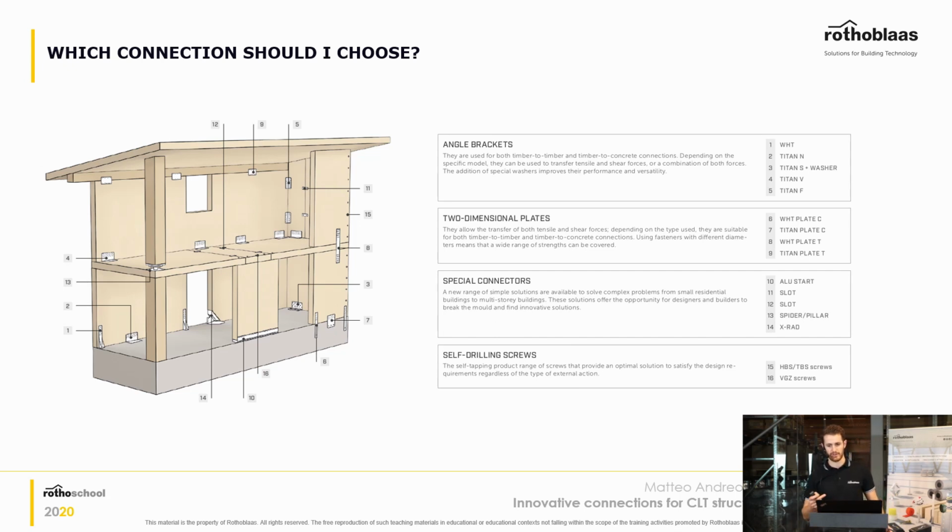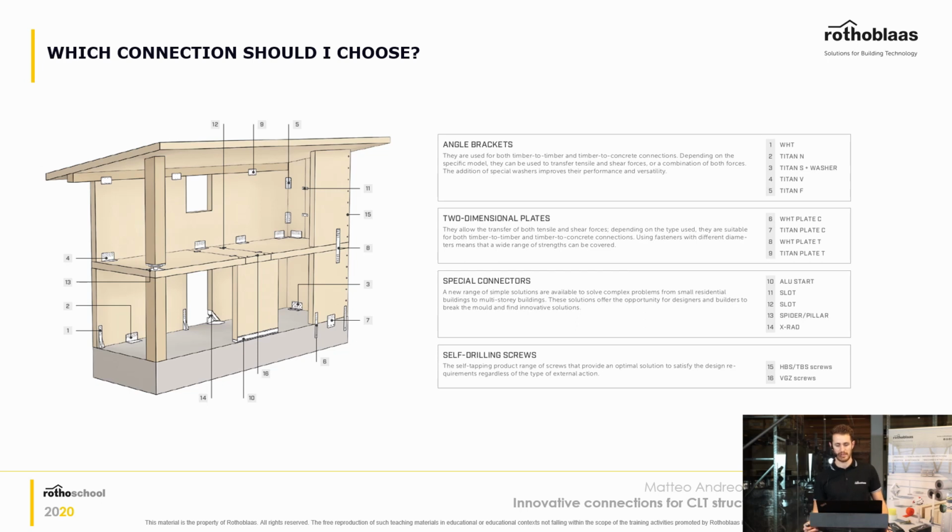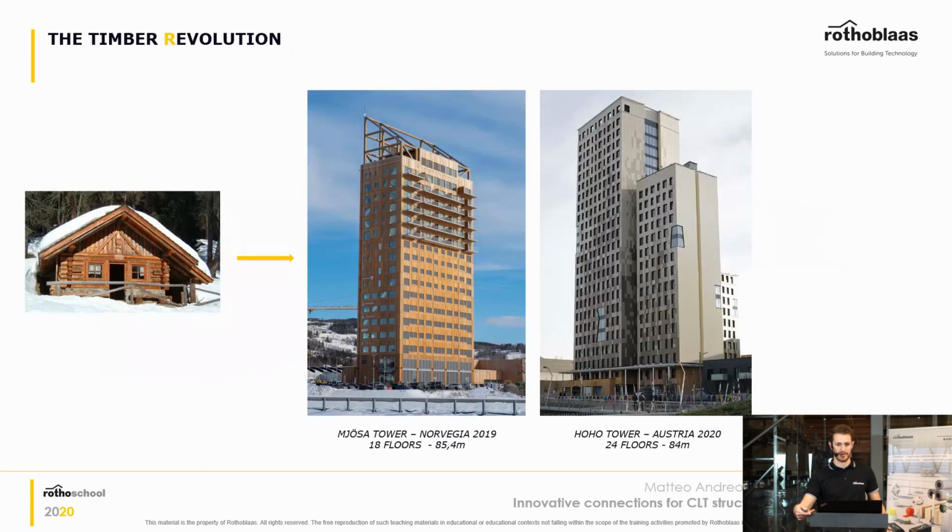So in a CLT building we have a lot of different connections. So connection between CLT wall panels, floor panels, and so on and so forth. In this lesson, we are going to explain some of these connections, and I hope that you will be able to better choose the right product for one connection or the other.